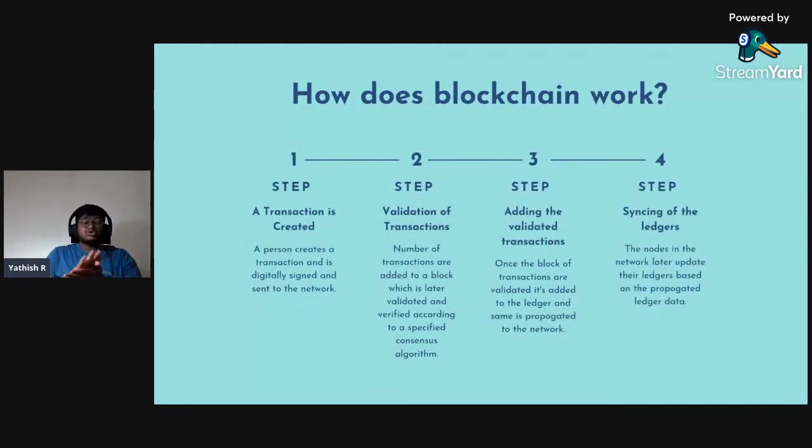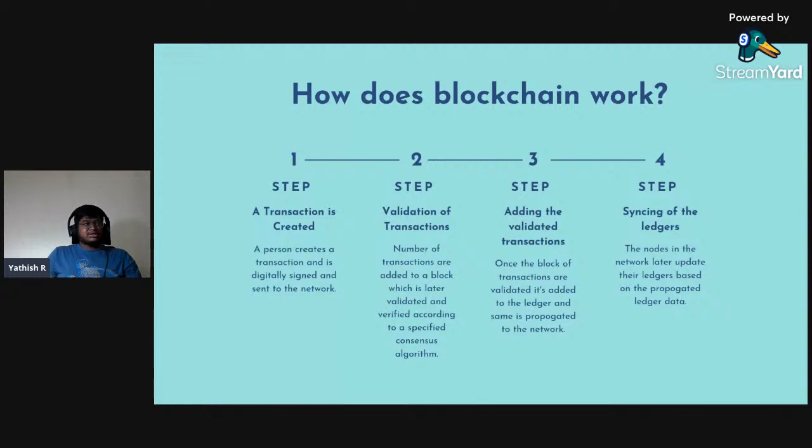Now, how does blockchain actually work? This is the biggest question that everybody has. Now, there are multiple blockchains out there, like Bitcoin, Ethereum, Matic, Polygon, Solana, Tron. There are a lot of different networks out there.